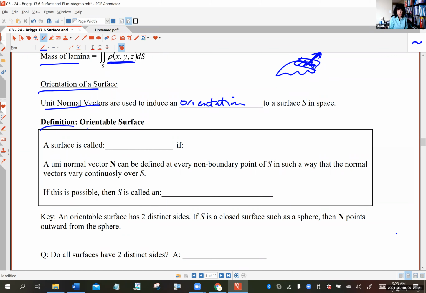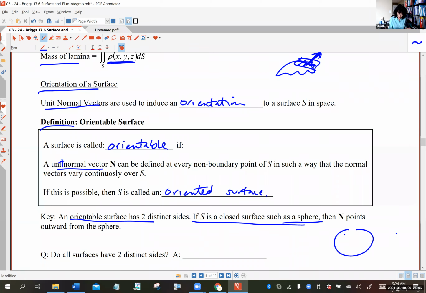Now let's do a quick definition of what an orientable surface is. A surface is called orientable if, there's a little typo there, it should be a unit normal vector n can be defined at every non-boundary point of S in such a way that the normal vectors vary continuously over S. What the heck does that mean? If this is possible, S is called an oriented surface. So here's the key that I want you to get. An orientable surface has two distinct sides. If you've got a nice surface like a sphere, that has two distinct sides to it. It's got the outer side and the pointing in.